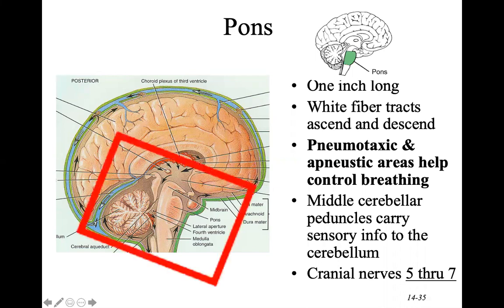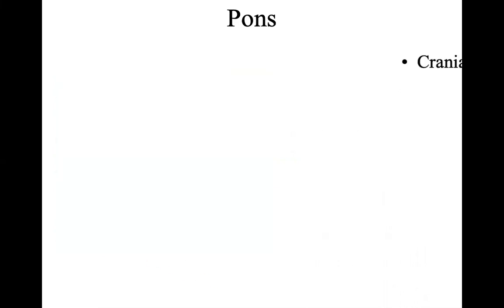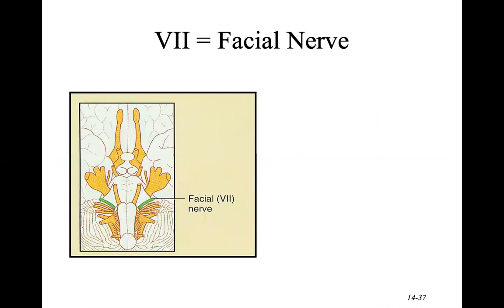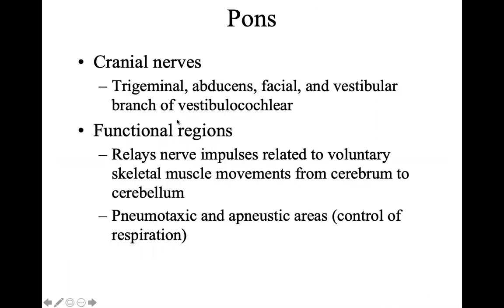In the pons, we have cranial nerves 5 through 7. Okay, 5 is the trigeminal, 6 is the abducens, 7 is the facial. Now, there is part of the vestibulocochlear nerve, the cranial nerve 8, that originates in the pons. Part of 8 is in the medulla. That's the cochlear portion. The balance portion originates in the pons. That's the vestibular branch of the vestibulocochlear.